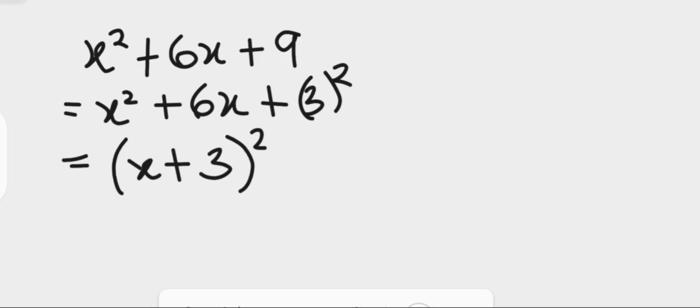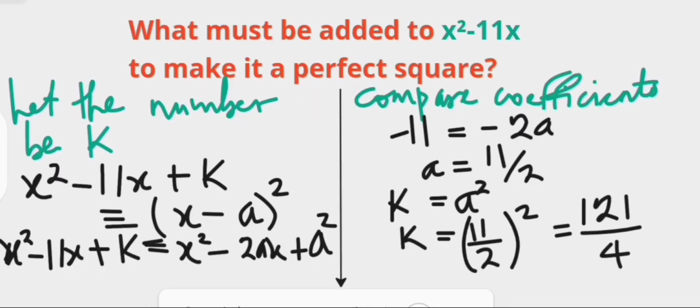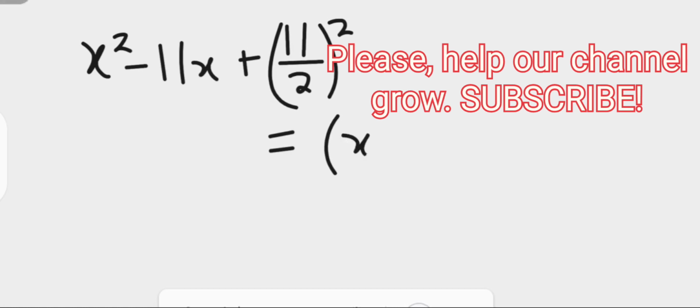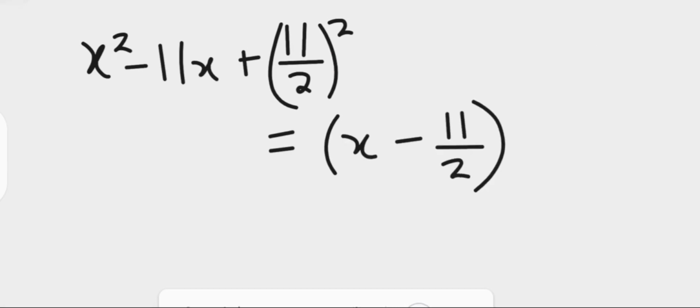Plus, because the 6x is having a plus before it. Looking at the second one also, when we square the half of 11, we squared 11 over 2 to give 121 over 4. This also confirmed that we added the square of half of the coefficient of x, and this is going to factor out eventually as x squared minus 11x plus 11 over 2 squared. We factor out as x minus 11 over 2 all squared. The negative sign there shows that the middle term, the coefficient of x, is negative.